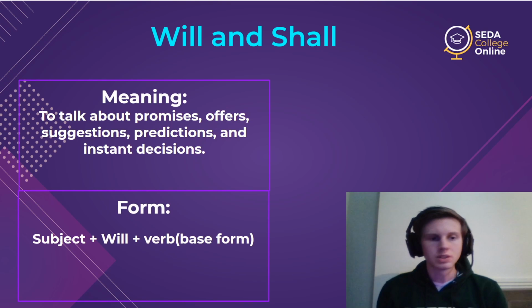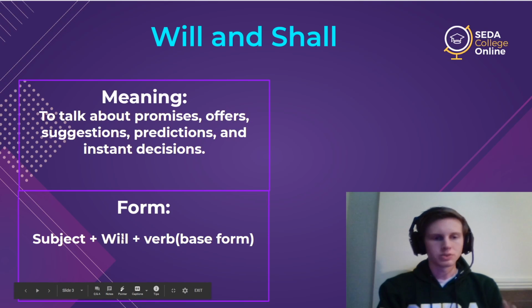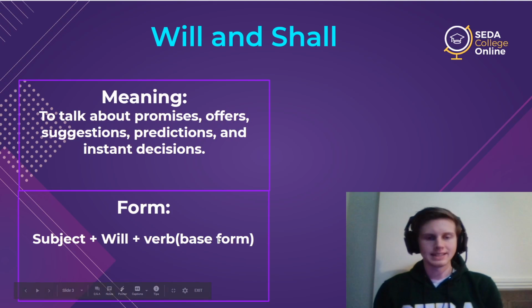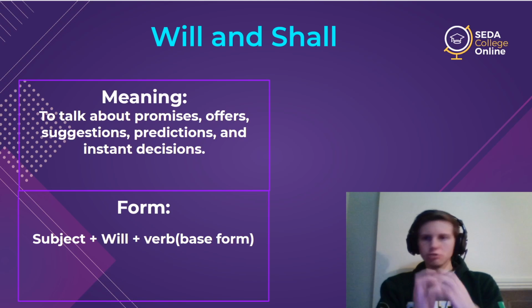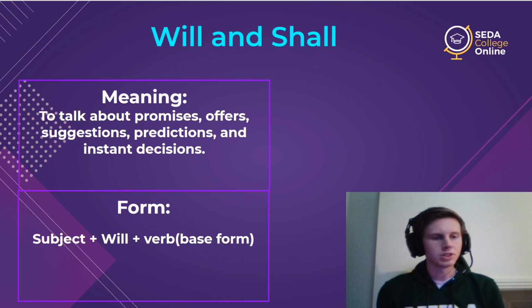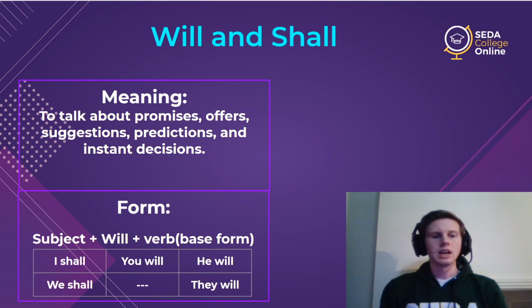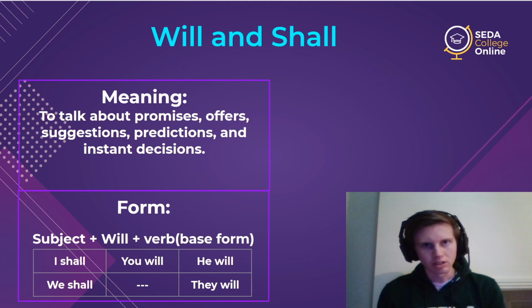So how do I use them? What's the form? Well, the form is actually very, very simple here. Subject plus will plus verb in the base form. What someone might say is the infinitive without to. Just the verb, no change. Very simple. So it's going to be the same for everything and everyone. I will, you will, he will, we will, they will.